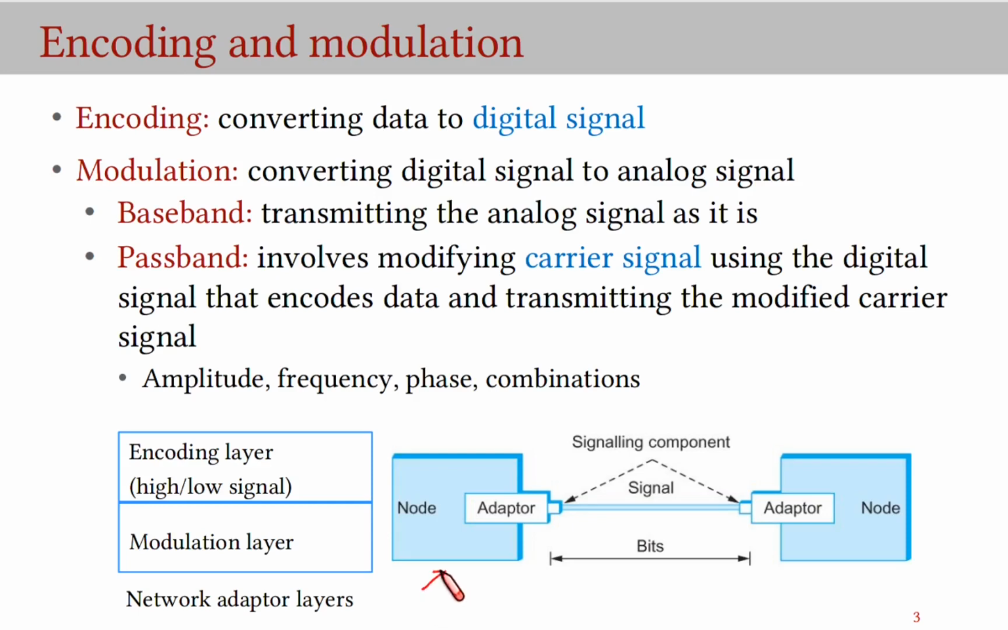This process of converting bits into analog signals is carried out by network adapters. Network adapter is basically a hardware that connects a node to a link. It has signaling elements that encode bits into signals at the sender end and decode signals into bits at the receiver end. And as this diagram shows, bits flow between adapters and signals flow at the link. Network adapter is also known as network interface card, or NIC for short.